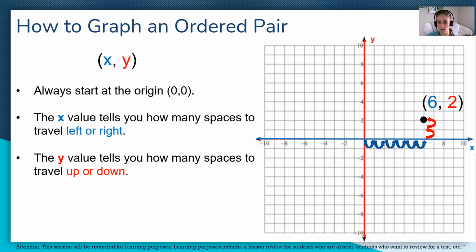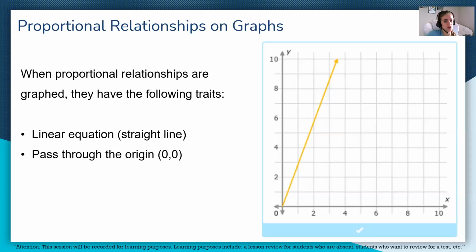The second skill is everything that we are working with is going to be a proportional relationship. So to refresh your memory, when you have a proportional relationship and it is graphed, these following two traits must be met in order for it to actually be a proportional relationship. The first is that it needs to be a linear equation. So if we look within the word linear, that first part of it is line. That means it is a straight line.